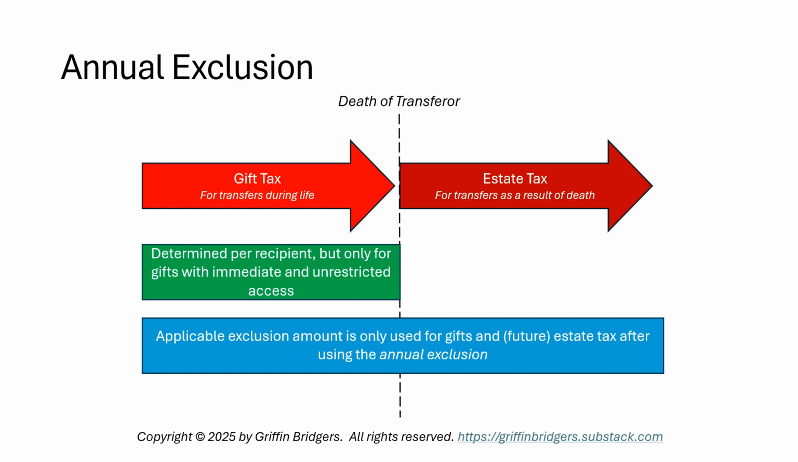Again, we have our gift and estate taxes, but first we layer in only against gift tax, not against estate tax, because this is only a gift tax annual exclusion, but we back out our annual exclusion determined per recipient of up to $19,000 per recipient, but it's only for gifts where that recipient has immediate and unrestricted access to the gifted property. Then, after we've exhausted that and subtracted that out from the gift amount, we then layer in our applicable exclusion amount, which is applied, like I said, in a special way, as we'll explore in part 2 of this video.